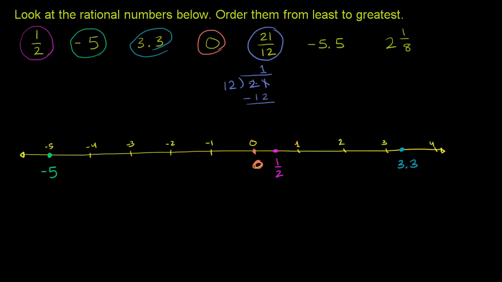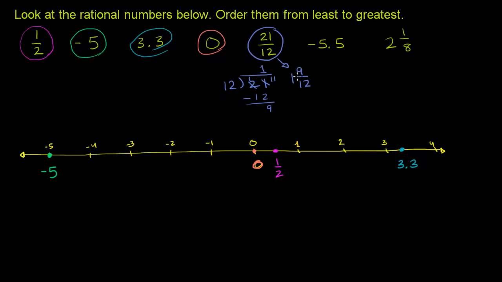So if we borrow 1 from the 2, it becomes a 1. This becomes 11. Or we're really regrouping a 10. Anyway, 11 minus 2 is 9. 1 minus 1 is 0. So we have a remainder of 9. So 21 over 12 written as a mixed number is 1 and 9 twelfths. You get 1 12/12 in there, and then you get 9 twelfths left over.